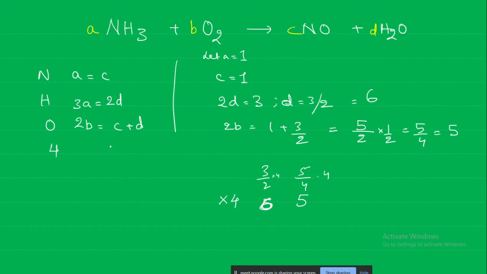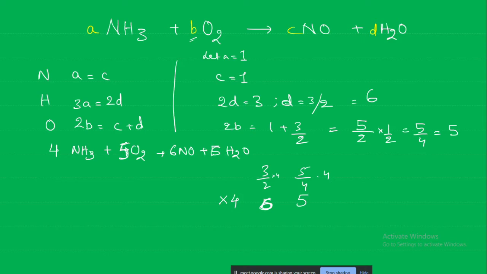4 NH3, just see what happens, plus 5 O2 gives 6 NO plus 5 H2O. Now B is 5, yes, 5 O2, and this is the D. D is 6, yes, D is 6.